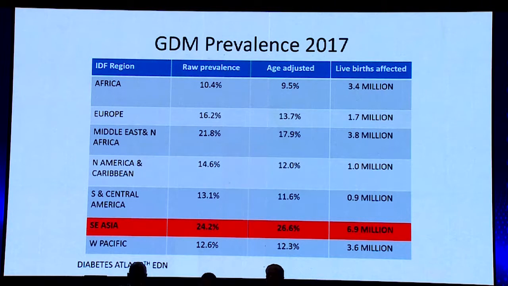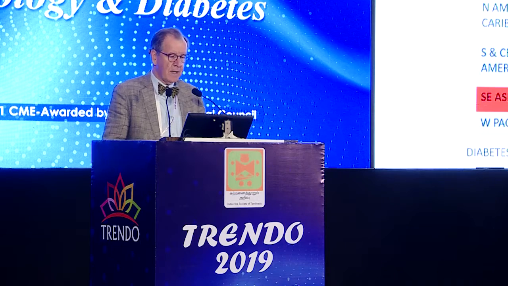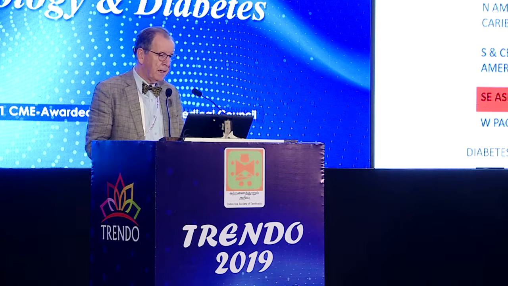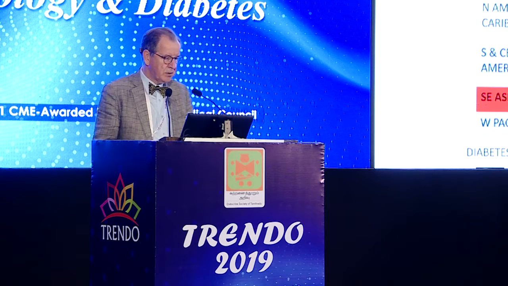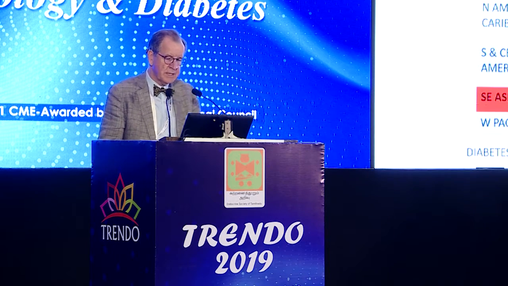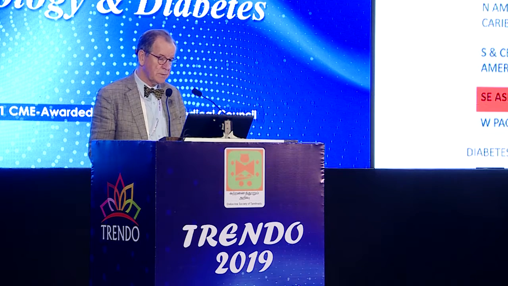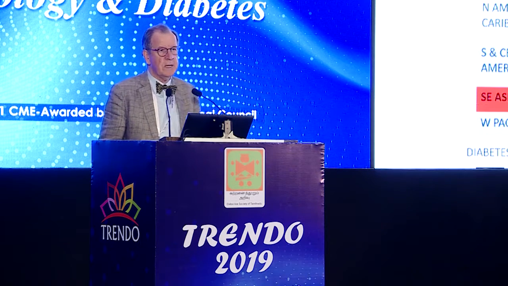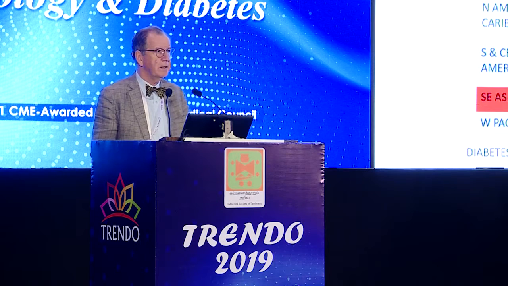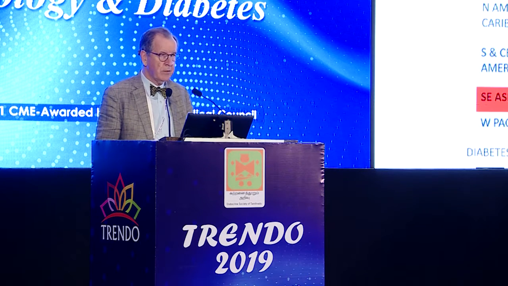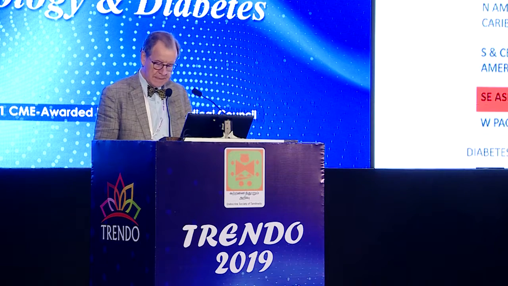And this is derived from the table from the Diabetes Atlas. As you can see, Southeast Asia, which includes India, is highlighted in red, and the age-adjusted prevalence is said to be about 26.6%. But this, of course, depends on your diagnostic criteria, and these are not gone into in any great detail in the atlas, so it's self-reported gestational diabetes.